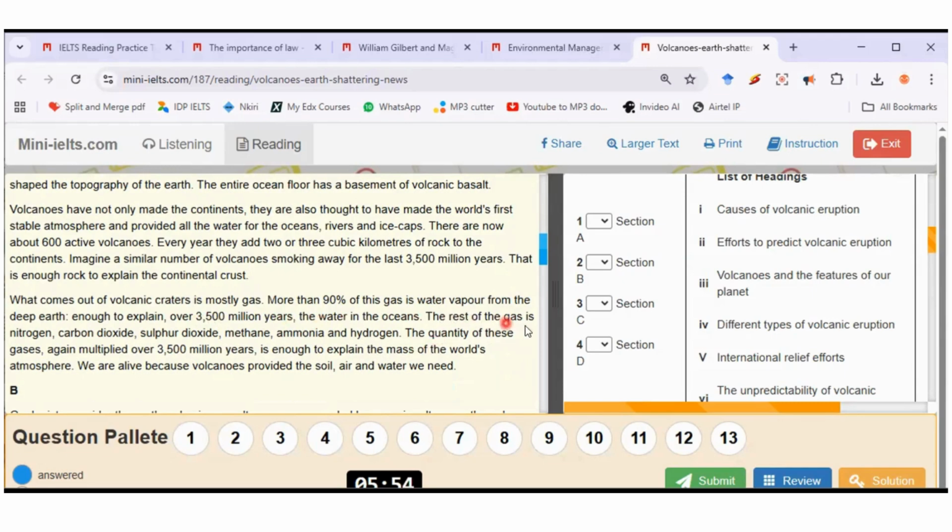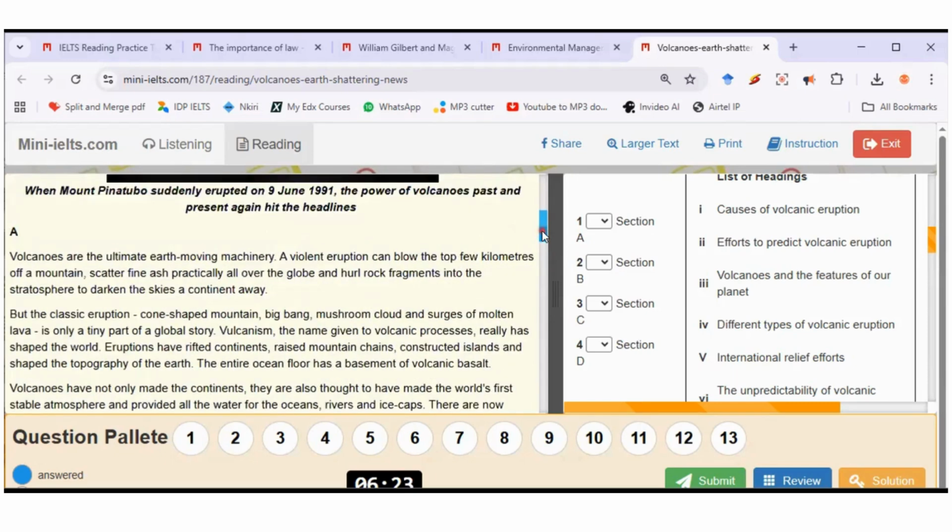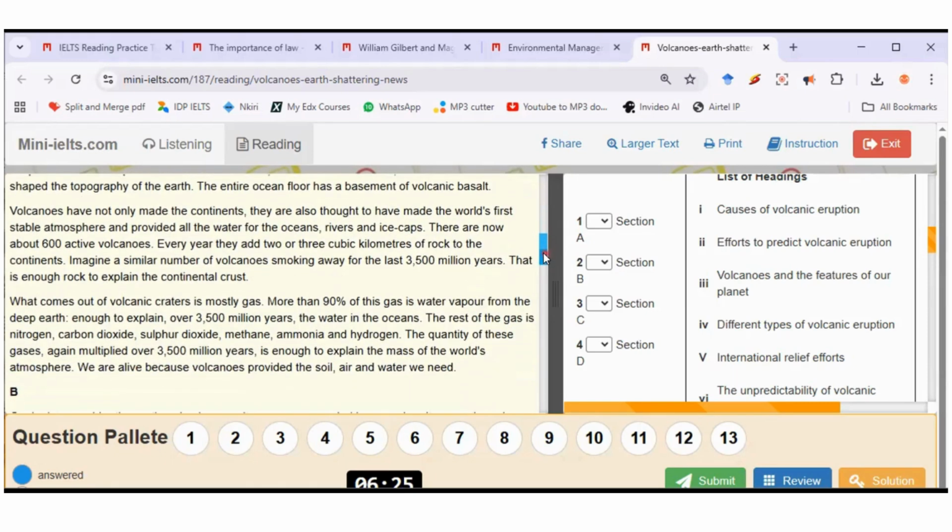The rest of the gas is nitrogen, carbon dioxide, sulfur dioxide, methane, ammonia, and hydrogen. The quantity of these gases again multiplied over 3,500 million years is enough to explain the mass of the world's atmosphere. Here they are talking about how volcanoes have contributed to the structure of our earth. That's what I'm reading here. That's my summary of this whole paragraph. Volcanoes have contributed to the structure of the atmosphere of the earth, the ground, the ocean, even the atmosphere. That's what I'm saying in this section A.